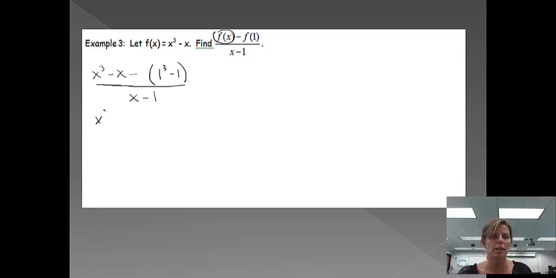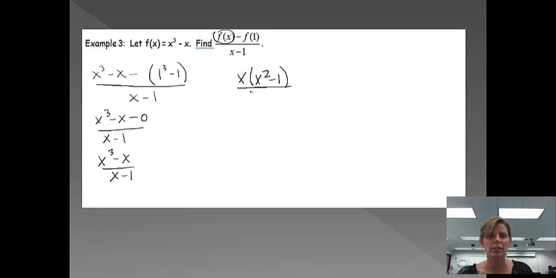Okay, next thing that I'm going to do is go ahead and evaluate what's inside of the parentheses. If I have 1 cubed minus 1, that would just equal 0. And then I don't really have to have minus 0, so I'm just going to get rid of that. And then I notice I could be done, but I do notice some things can happen, and we want to always have our answers as simplified as we can. So I notice in the numerator I could factor out an x, so that's exactly what I'm going to do. And when I factor it out, I'll have x times the quantity x squared minus 1. It's still all over x minus 1.